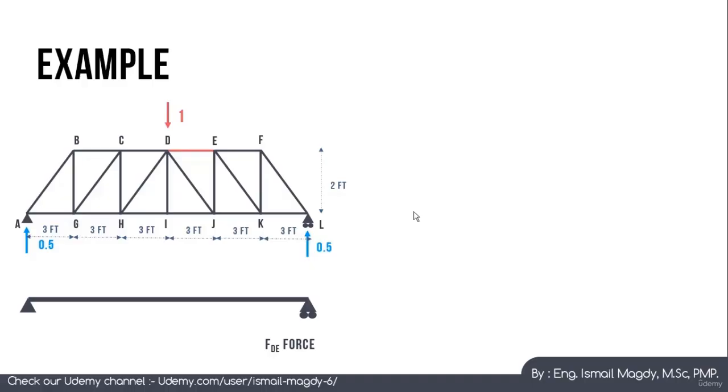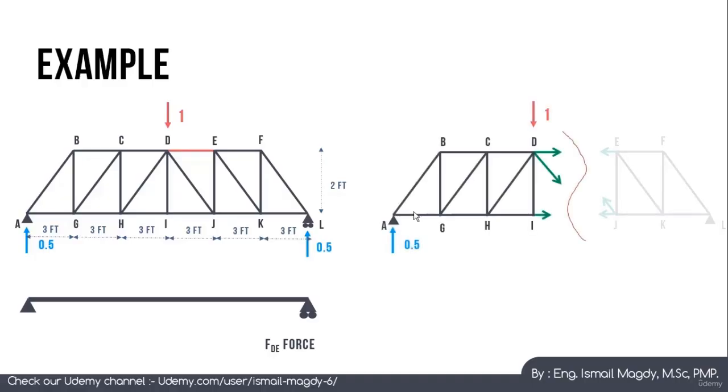Now we want to calculate the force inside the DE member. We are going to cut a section as we can see here. So we are going to have these three forces: DE, DJ, and IJ. We are going to take the sum of moments at point J, because we want to cancel the forces DJ and IJ, and the only remaining force is going to be DE.